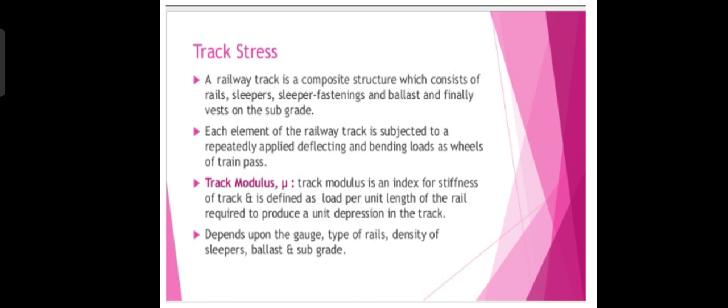Track modulus. Track modulus is an index of stiffness of track and it is defined as the load per unit length of the rail required to produce a unit depression in the track. It depends upon the gauge, type of rails, density of sleepers, ballast and subgrade.